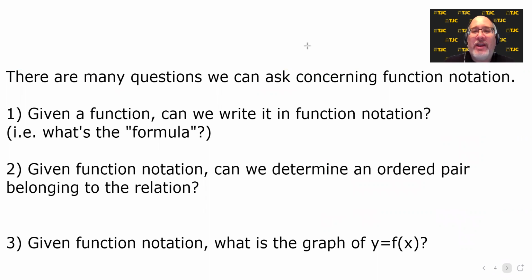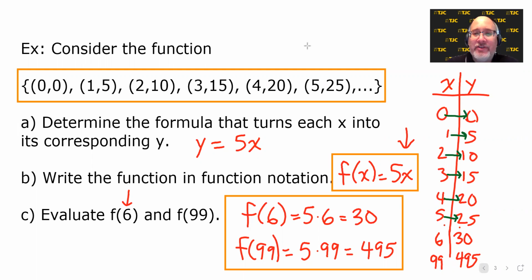There are many questions we can ask concerning function notation. The first of which is, given a function, can we write it in function notation, which is equivalent to asking, what's the formula? That's what we did back here. When we saw the empirical evidence in the top orange box, the ordered pairs 0, 0, 1, 5, 2, 10, etc., we were trying to figure out what's the rule or what's the function that turns each x into its y.